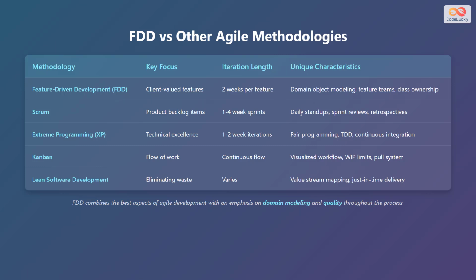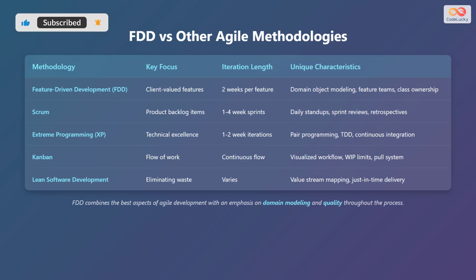Third, Extreme Programming, or XP. It focuses on technical excellence and has iteration lengths of 1 to 2 weeks. Its unique characteristics include pair programming, test-driven development, and continuous integration. Fourth, Kanban focuses on the flow of work, has a continuous flow iteration length, and its unique characteristics are visualized workflow, work-in-progress limits, and a pull system.